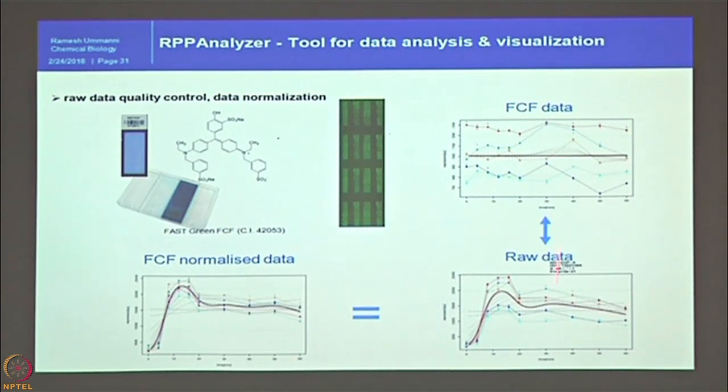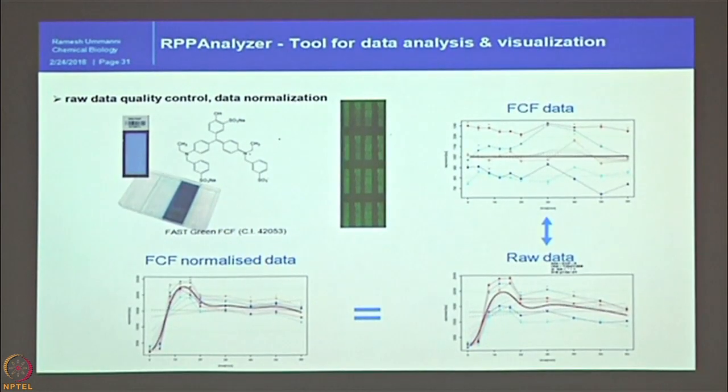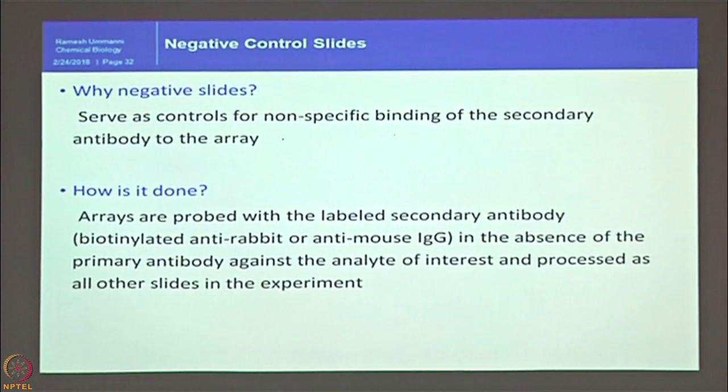Once you plot this normalized raw data, it looks like this. To get more smoothened data, once we normalize this with FCF, we get signals like this. You can clearly see how nicely the data can be collected to make it biologically sensible. And in the morning he also suggested what kind of controls to include and how to plan the experiment. So it is important to include negative slides.